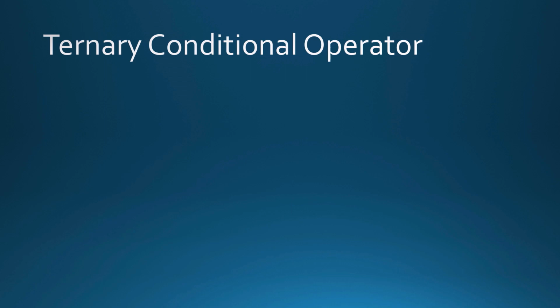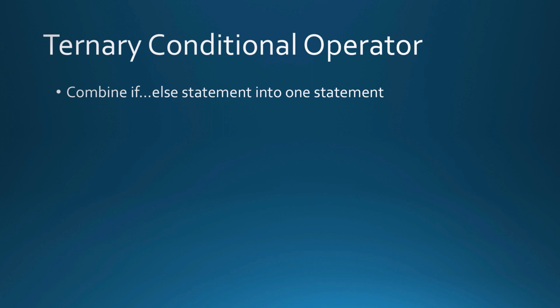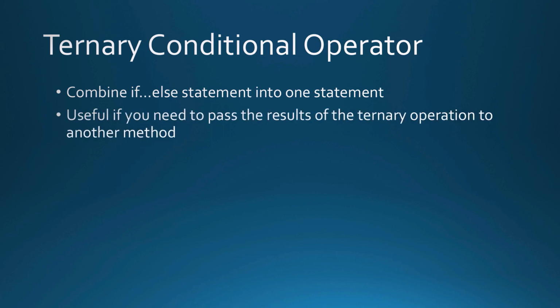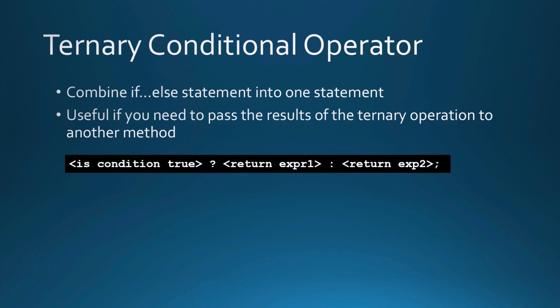A ternary conditional operator is like combining an if and an else statement into a single statement or expression. It's useful if you need to pass the results of this operation to another method. You do some condition. If that evaluates to true, it returns whatever is immediately after the question mark and before the colon. If the condition evaluates to false, you return whatever is after the colon.